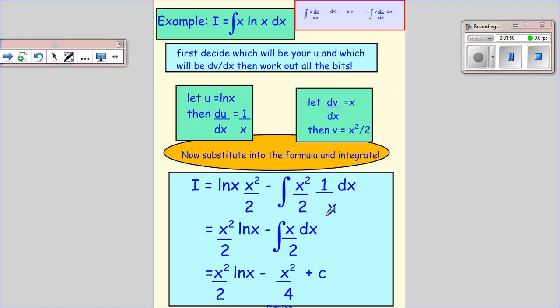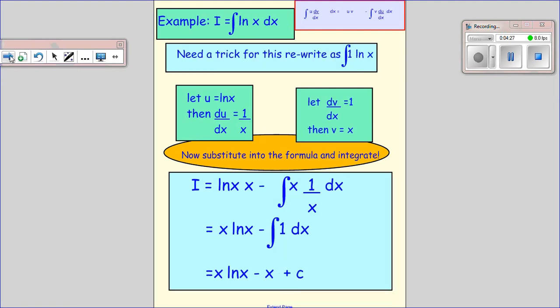Now hopefully you can see that I can simplify this by getting rid of one of those x's. So this just is x over 2, and this is something that I can then integrate. So x squared over 2 comes from integrating x, and then the extra 2 times 2 gives you the 4. So this is x squared over 2 ln x minus x squared over 4 plus c. You can always go much slower and pause and think about what I've done at each stage if I'm going a little bit too quickly for you.